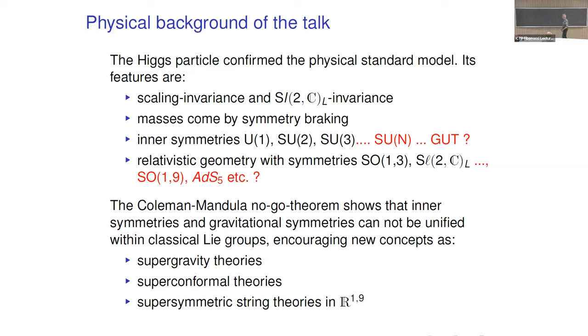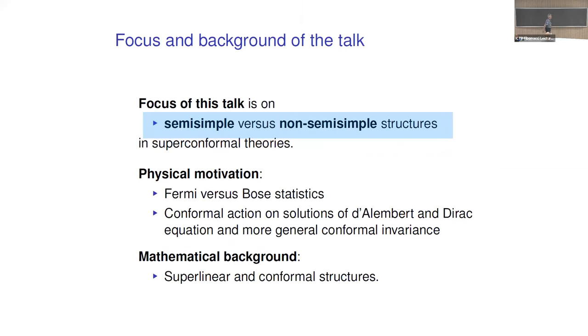And this theorem then later on inspired a lot of activity in theoretical physics, supergravity theories, and so forth, which try to avoid this by not considering Lie groups, but super Lie groups instead, because fermions play a fundamental role in physics. And so the thing I will focus on is these semi-simple representations versus non-semi-simple representations.